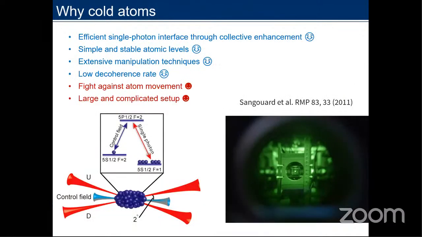There are many different physical systems studied so far for quantum repeaters and networks, such as defects and rare earth ions in solid state, trapped ions and neutral atoms in high vacuum. In our lab, we make use of laser-cooled atomic samples. From our point of view, this system is advantageous in several aspects, such as efficient interaction with single photons via collective enhancement, simple and stable atomic levels, and extensive manipulation techniques. Nevertheless, we have to fight against atom movement and have to accept a large and complicated setup.